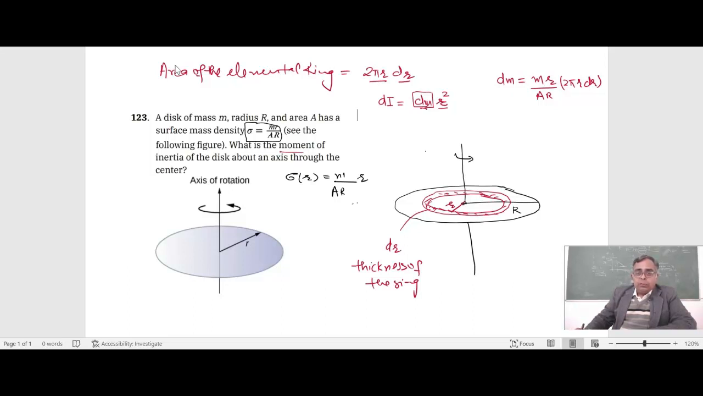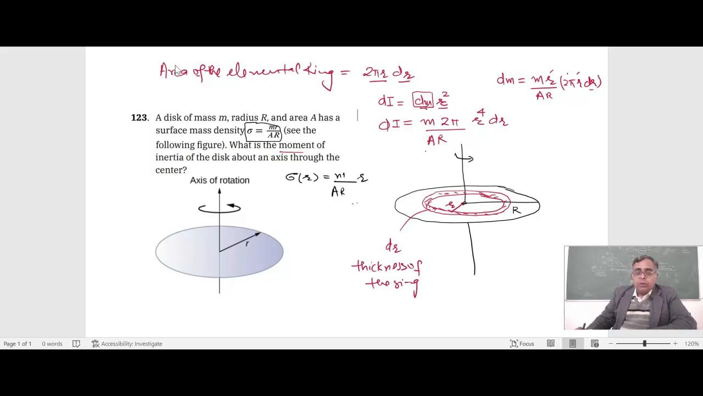So if you put it here, you will get m, this r, and this r squared will give you r raised to the power 4. This is dr, so I am writing here dr. So I am left with 2πm divided by πR², the area. So that is the moment of inertia of this elemental ring. So I have got this function for the moment of inertia.